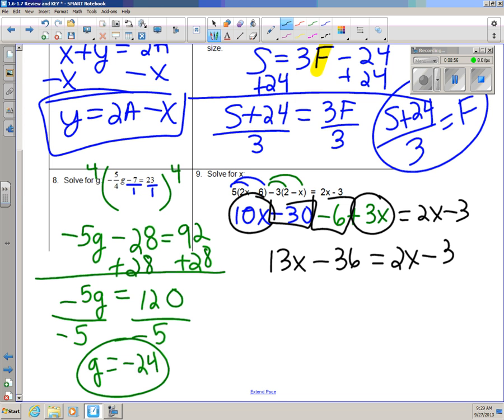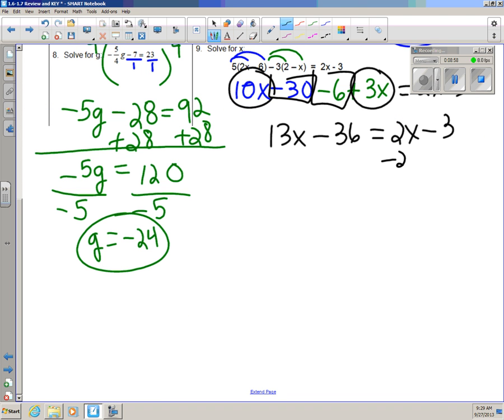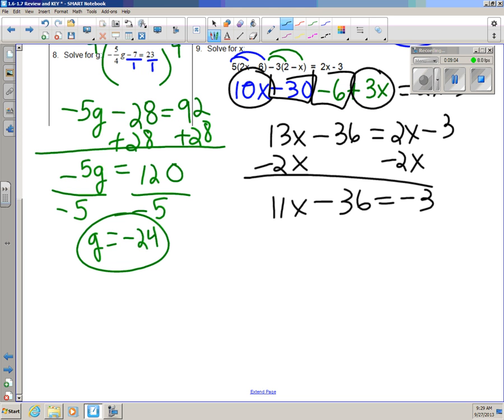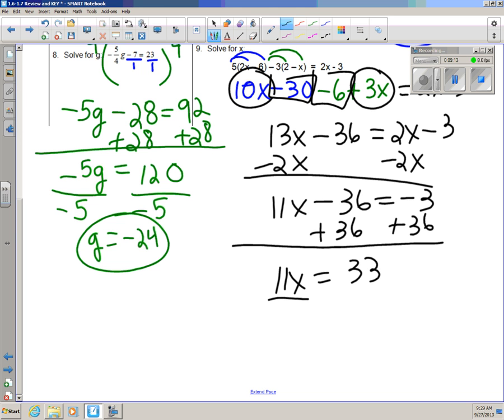I'm going to bring my x's to the left. I'm going to subtract 2x, subtract 2x. 11x minus 36 equals negative 3. I'm going to add 36, add 36. 11x equals 33. Divide by 11, and there's your answer. x is 3.